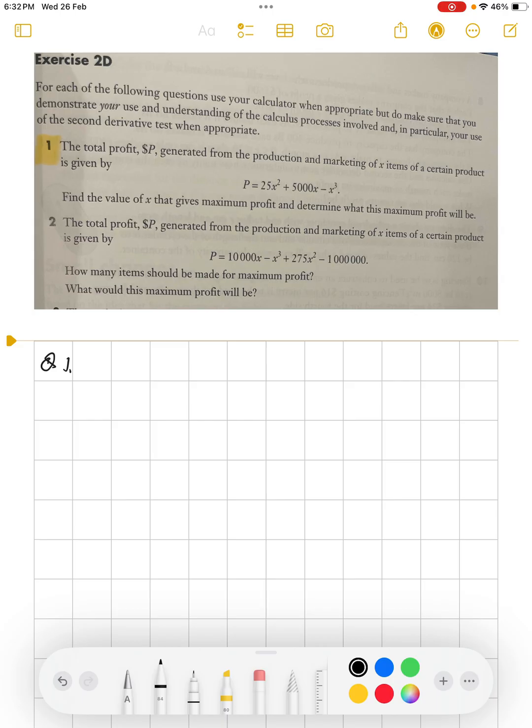This is for each of the following questions. Use your calculator when appropriate, but do make sure that you demonstrate your use and understanding of the calculus process, and in particular use of the second derivative test.